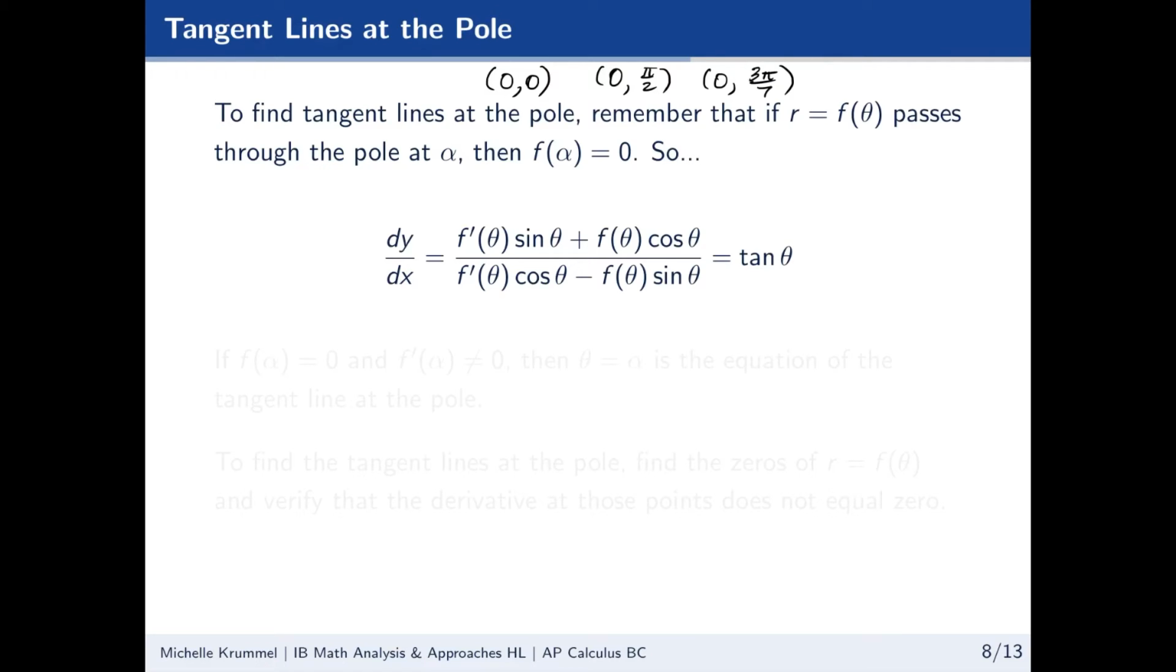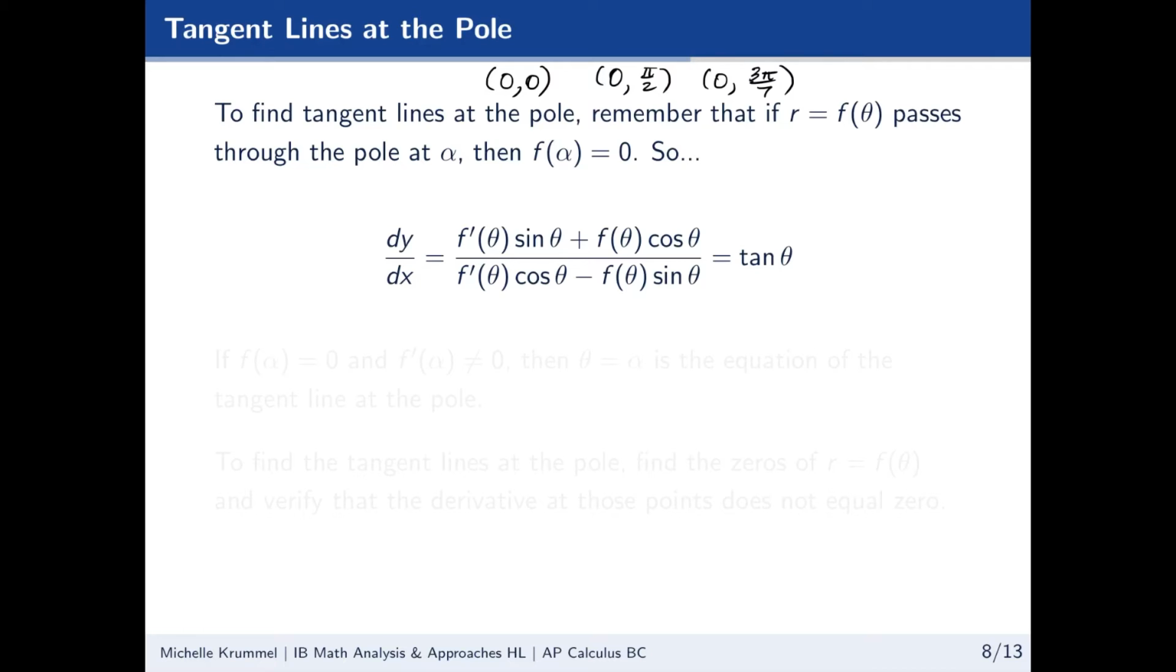So as we are talking about tangent lines at the pole, you're going to see some different notations here. You're going to see theta, and you're going to see an alpha, and they both represent angles. So let's just talk about the difference for a moment. The theta is just the variable in the equation. It just represents an arbitrary angle on our polar curve. Whereas the alpha is going to be a very specific angle. It's going to be an angle such that when you substitute that value in for theta, you get 0.